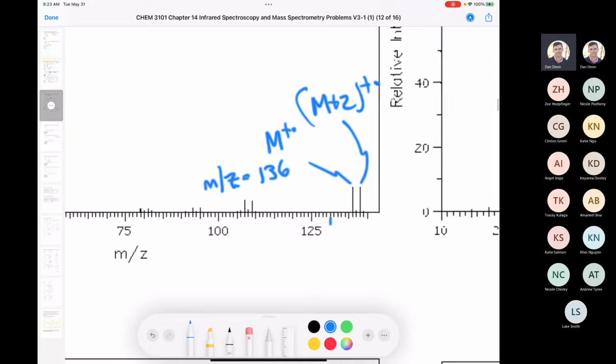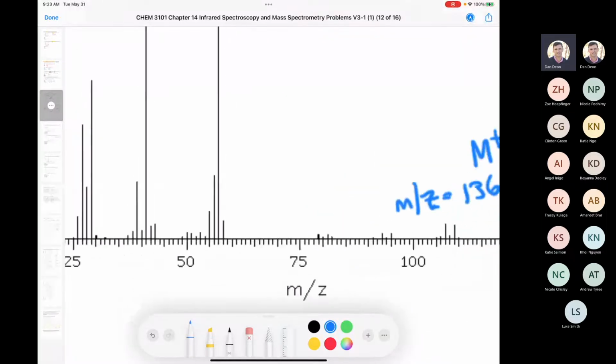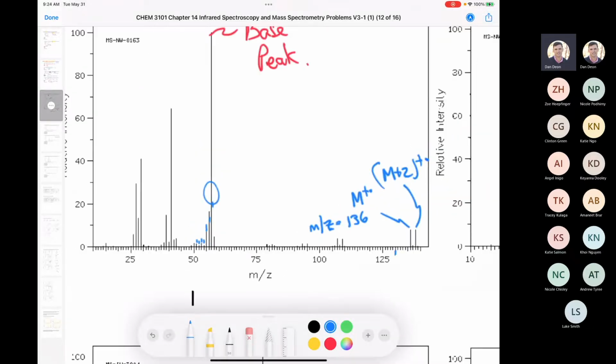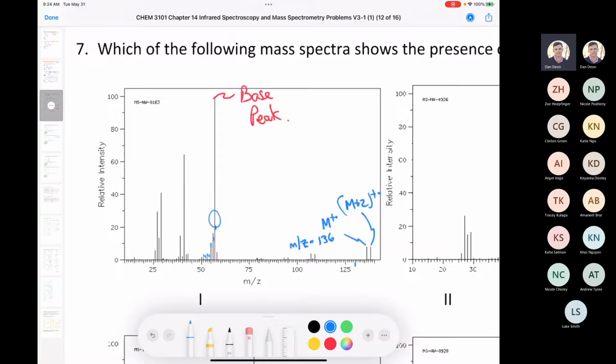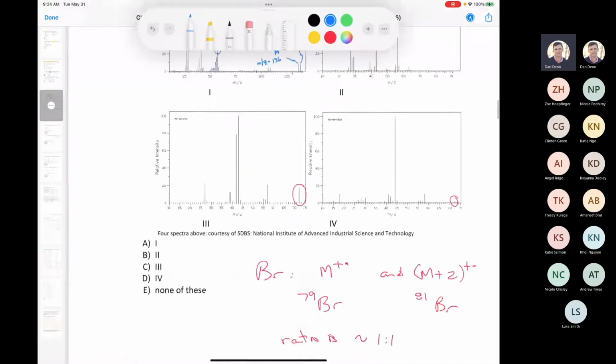Again, I can't really see that very well, but if you take 136 and you subtract 79 from it, you get 57. And if you zoom in here on the base peak, you see you have 51, 2, 3, 4, 5, 6, 7. And lo and behold, if you lose 79, so this is M minus 79, the loss of the bromine radical, you end up with this as your base peak, which makes sense. So loss of bromine. And so the only possibility here is the first one.